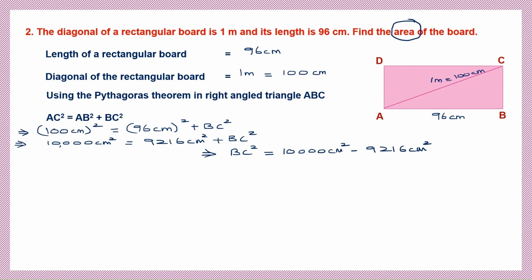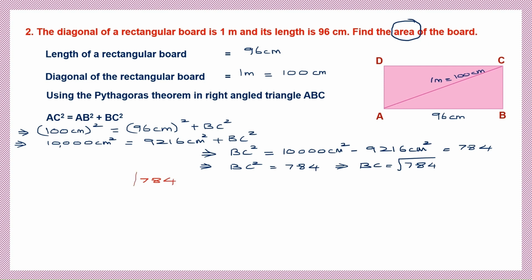So let's subtract these two. When you subtract, you get 784. So now we have found the value of BC square. BC square is 784. That means how much is BC? BC will be equal to the square root of 784. So now let's find the square root of 784. Let's do it here. Now this is the prime factor method.